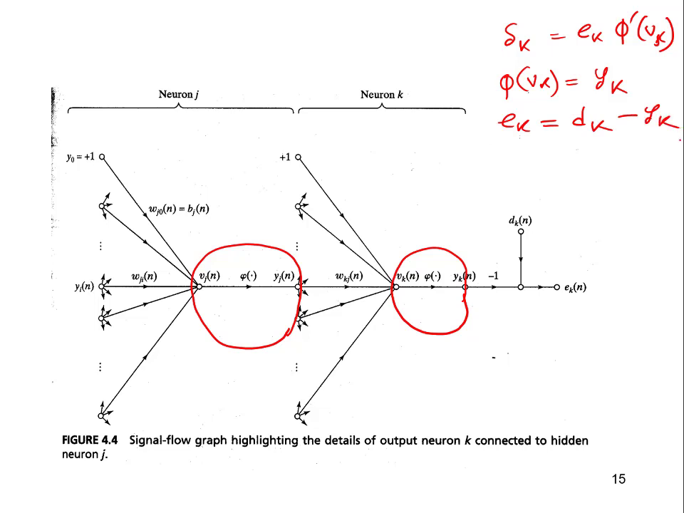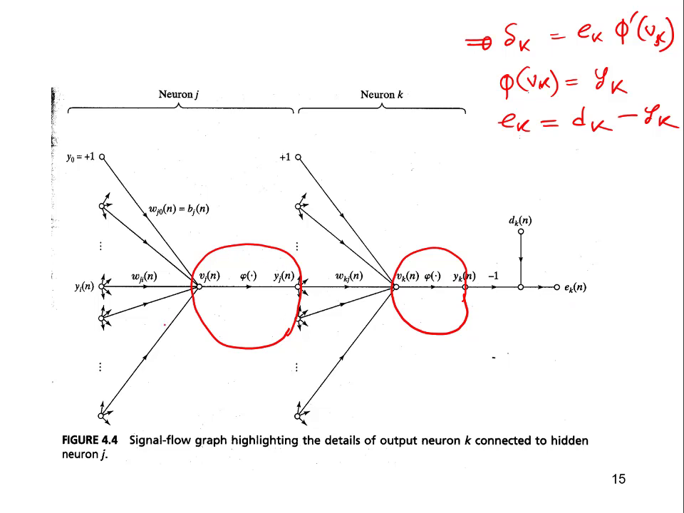These are the normal equations that we have already seen, just with a change of subscript. We must be well acquainted with these things. What we are currently focusing on is the local induced error, delta k. So delta k is ek times phi prime of vk, where phi prime is the derivative of the activation function. The overall error might be optimized with the help of ek.